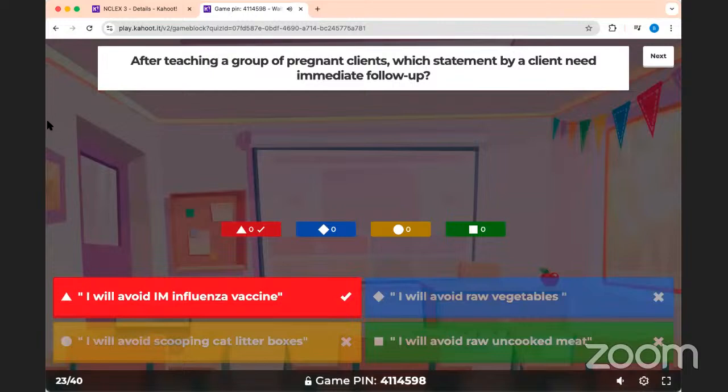When you're pregnant, you should avoid raw vegetables because then you can get sick from listeria, toxoplasmosis. Uncooked meat, the same thing, right? You can have a cat, but you should avoid their litter, which can give you toxoplasmosis. The IM influenza vaccine is what? It's not a live vaccine. So that's what the mommy should get. They should avoid the nasal flu vaccine. So avoiding this requires intervention, a concept in disguise.